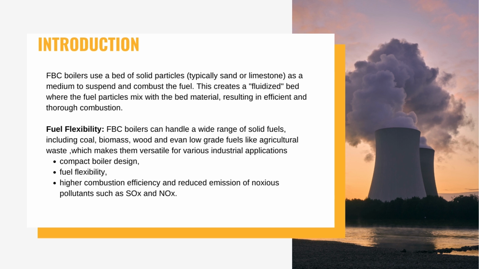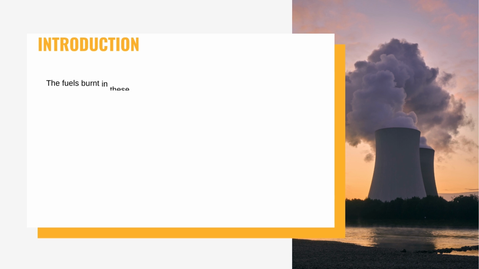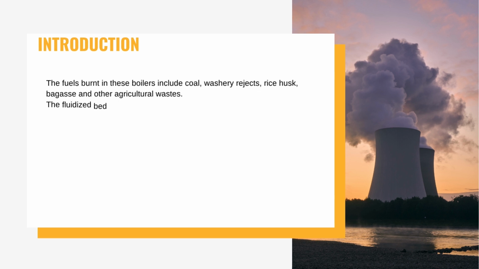It offers multiple benefits like compact boiler design, fuel flexibility, higher combustion efficiency and reduced emission of noxious pollutants such as sulfur oxides and nitrogen oxides. The fuels burnt in these boilers include coal, washery rejects, rice husk, bagasse and other agricultural waste. The fluidized bed boilers have a wide capacity range, from 0.5 ton per hour to over 100 ton per hour.